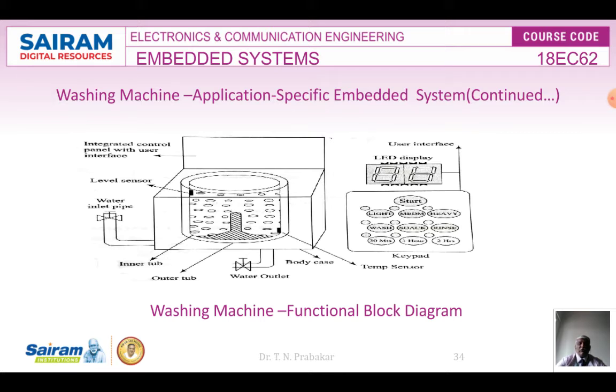There's going to be a level sensor. On the left hand side you can see there is a level sensor, and this level sensor is useful for maintaining the water level in the drum. The second one is the water inlet pump, through which I can pour the water into the washing machine. From the tap the water will be coming inside. Then I'll be having an inner tub, then an outer tub, then there's going to be a water outlet, so that the water can be drained.